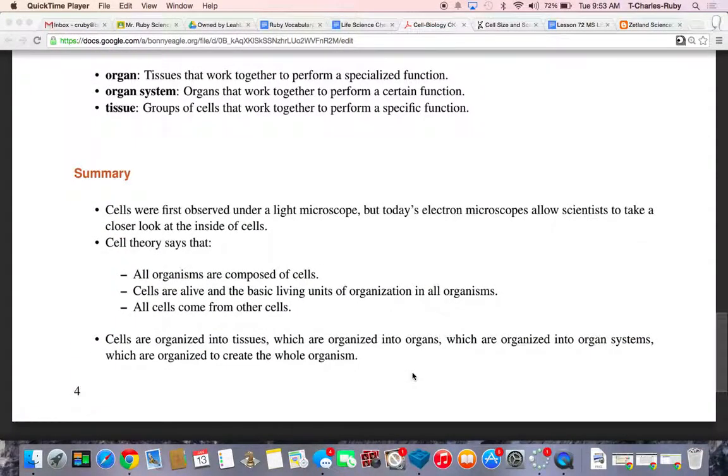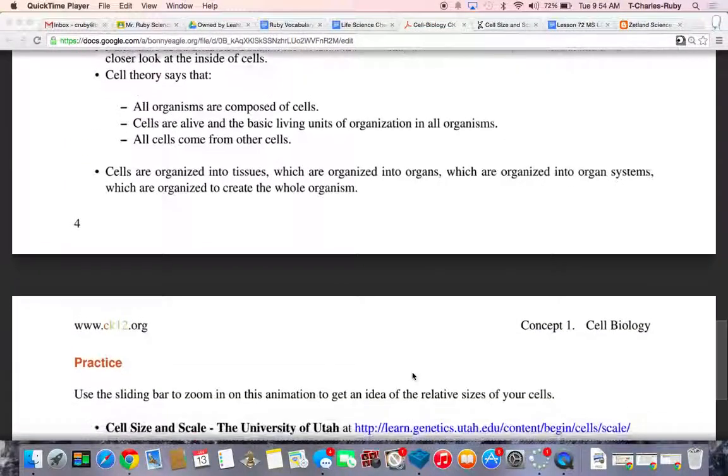Summary. Would you like to read the summary, Christina? Yeah. Cells were first observed under a light microscope, but today's electron microscopes allow scientists to take a closer look at the inside of cells. Cell theory states that all organisms are composed of cells. Cells are alive and the basic living units of organization in all organisms. All cells come from other cells. Cells are organized into tissues, which are organized into organs, which are organized into organ systems, which are organized to create the whole organism. Very good.